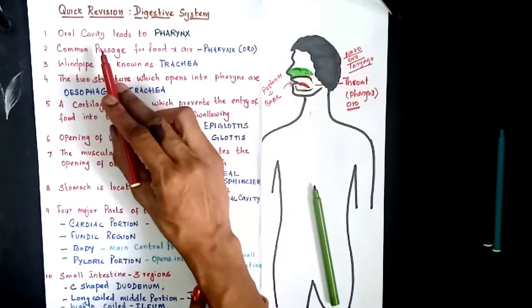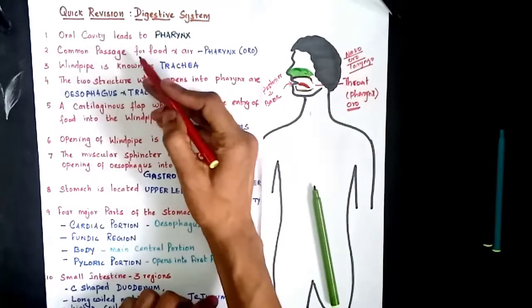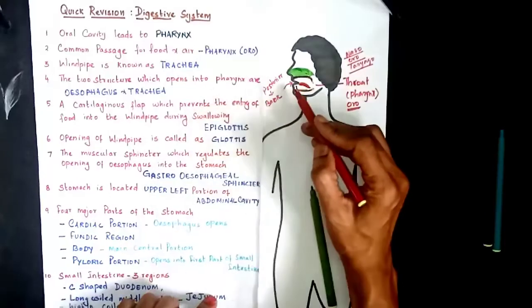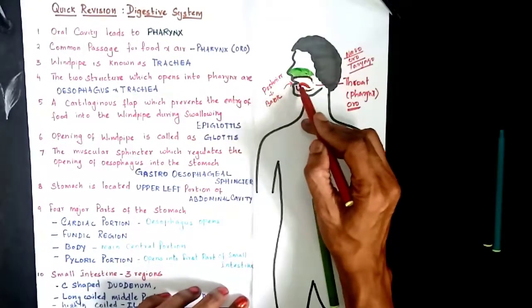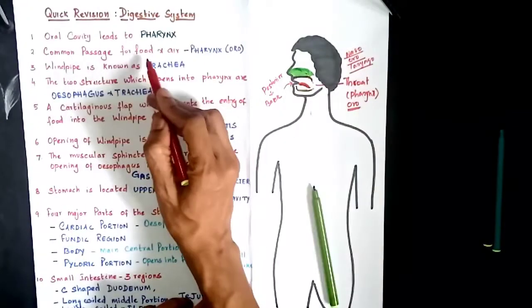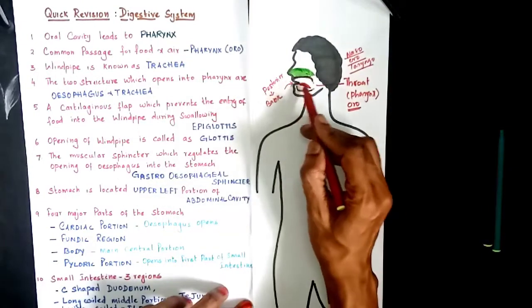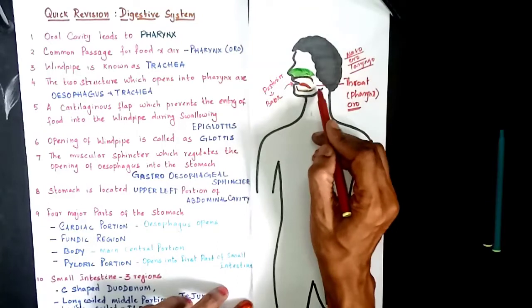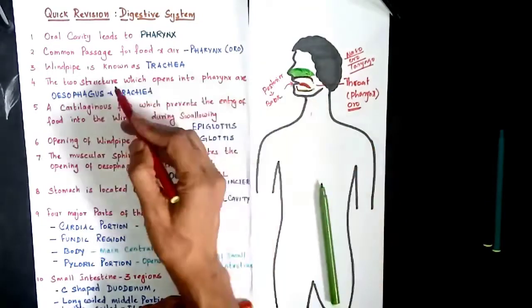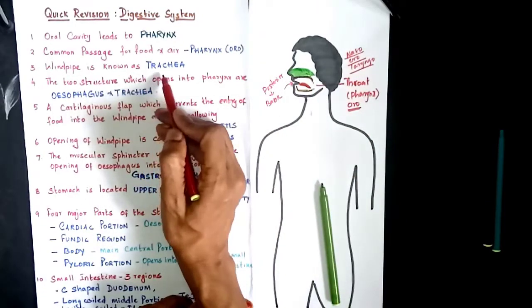So first point, now I think it will be clear. So the oral cavity leads to pharynx. Common passage for food and air is pharynx, that is oropharynx, or the throat. Third point, windpipe is known as trachea.